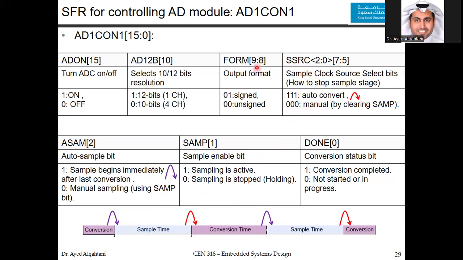Now, after that, there are obvious fields that you need to deal with. One of them is the form of the output. If it is 00, it's unsigned. If it is 10, it's a signed value. It depends on the format that you want in the output. Remember, this will be a digital output. So do you care about the most significant bit? Is it the sign or not? Do you want a signed value or unsigned value? Unsigned is 00, signed is 10.